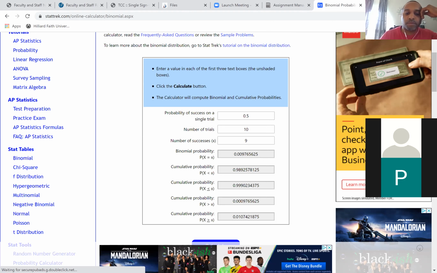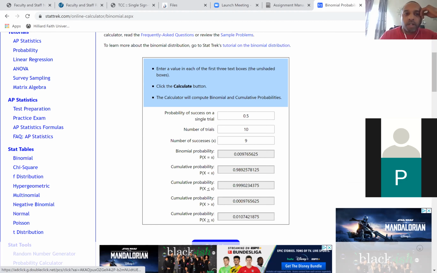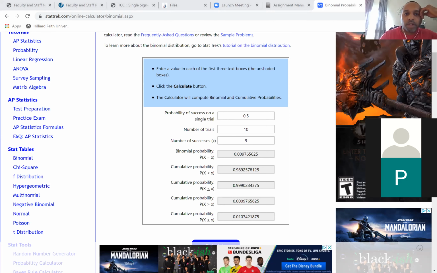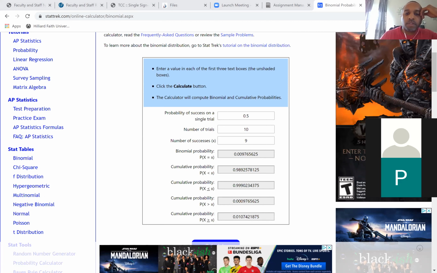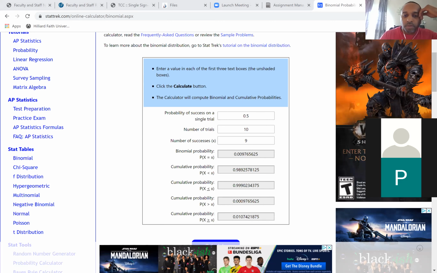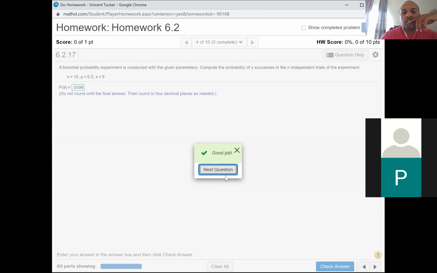Let me see how many decimal places they wanted. The final answer, 4 decimal places. So that was 8. So 0.0098 should be the answer. Yep, and we got it, so that shows that it worked.